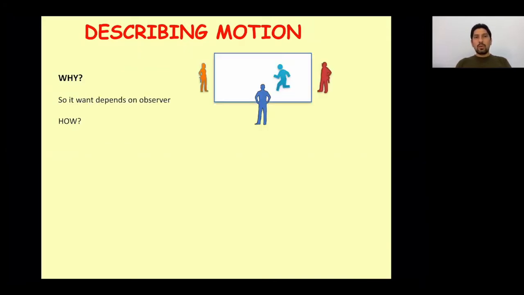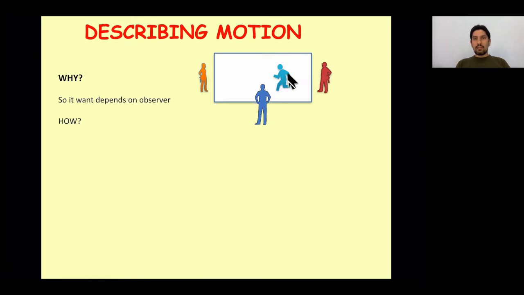Why? So it won't depend on the observer, because when we describe motion in daily life, we talk about the motion according to our perspective. For a more scientific method, or for doing calculations and research, we need to use a proper way to describe motion. For instance, let's see this diagram.